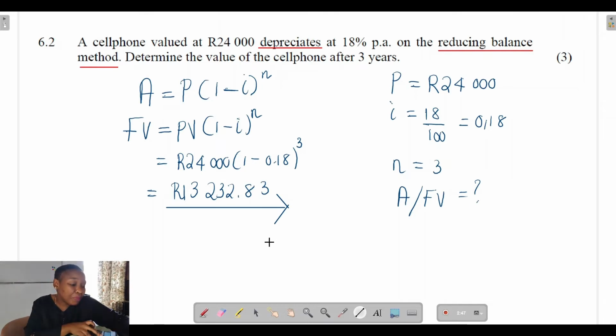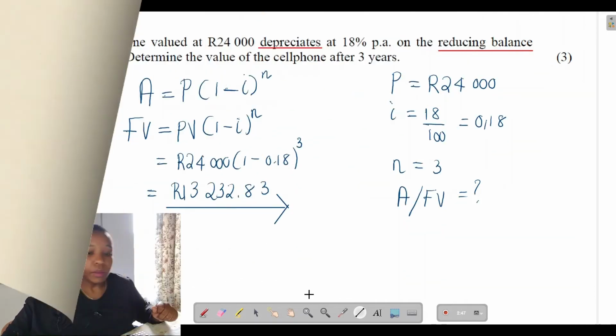So that cell phone has depreciated by how much? 10,767 rand and 17 cents. That is a lot. So the value of this cell phone in 3 years time will be 13,232 rand and 83 cents. Okay, so let's move on to the next question.